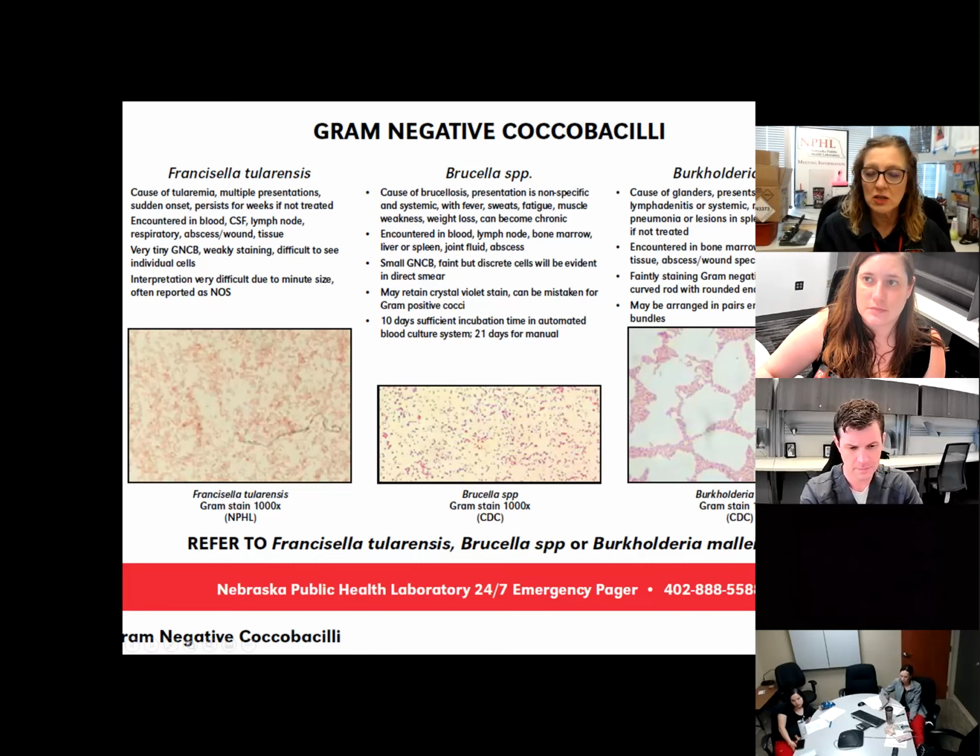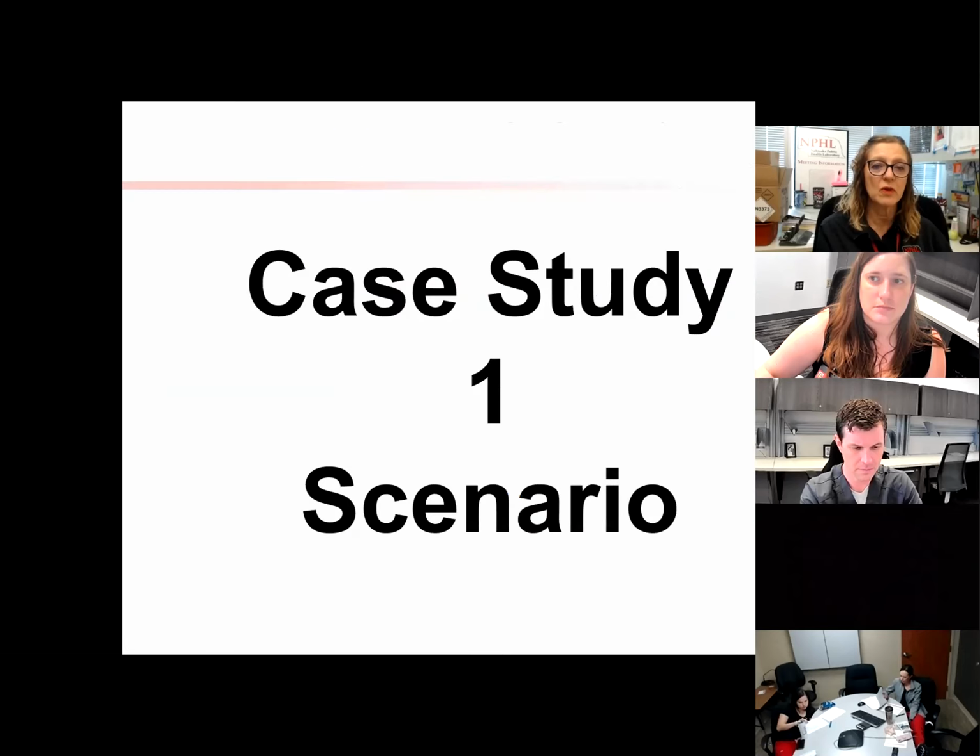Burkholderia mallei is also going to be very small, and it again is going to look very different and grow very, very differently on plate. So do check your summary pages when you have these case studies that we'll be sharing with you.